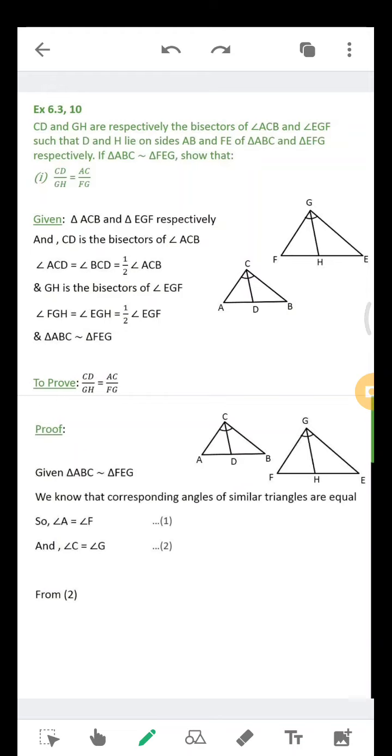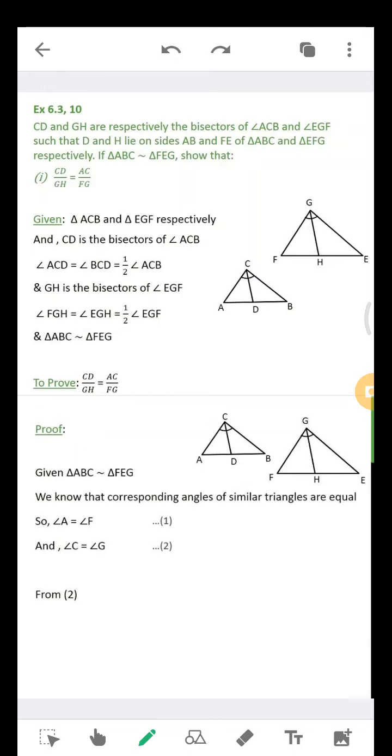So what are corresponding angles here? For taking corresponding angles also, you should see the naming. How did you name the triangle? Angle A will be equal to F, and angle C will be equal to G, the third position. Okay, C and G are in the third position, so C is equal to G, you can say. Now I need at least two angles of this triangle and two angles of this triangle to be equal to prove that they are similar.